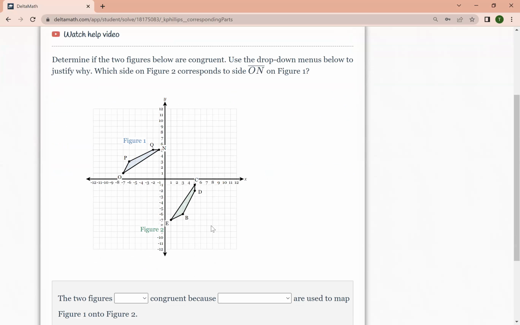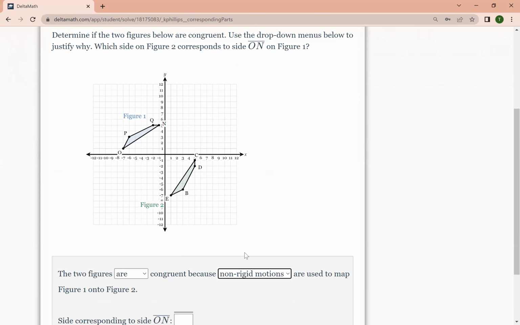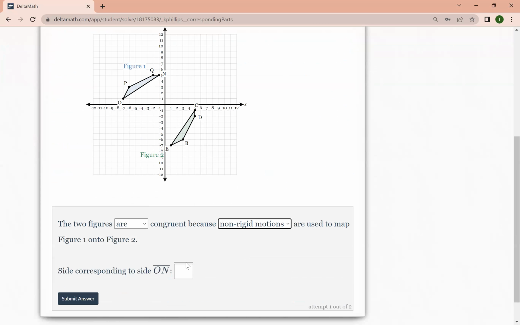Are these the same size, roughly? Yeah. Yes, they're congruent. Only rigid motions are used. And then, sorry. Thank you for correcting me there. I heard that in your voice. You're like, nope, that's not right.